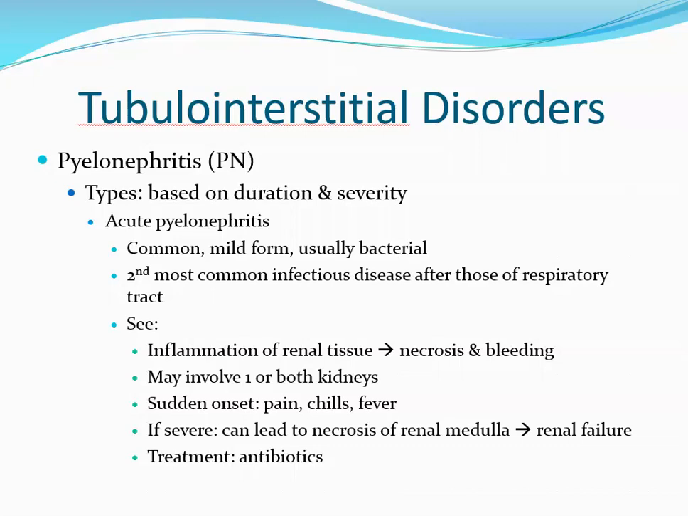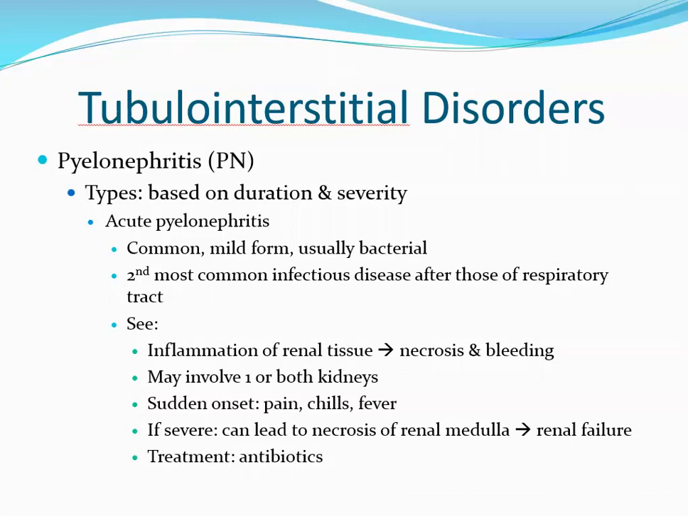What are the types of pyelonephritis? The types are based on the duration as well as their severity. One form is acute pyelonephritis. This is a very common form and a relatively mild condition, usually bacterial in origin. This is the second most common infectious disease after those in the respiratory tract.